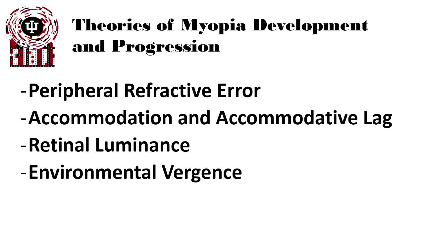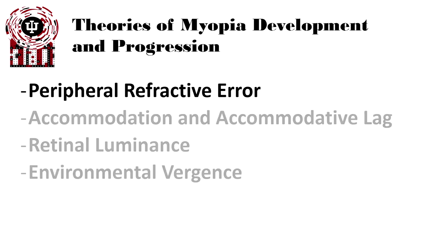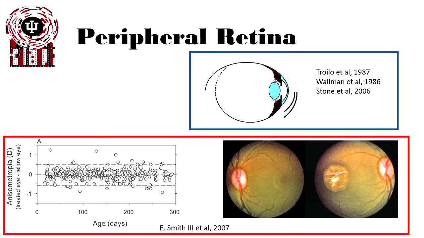There are a number of theories of myopia development and progression that generally go into these four types of categories: peripheral refractive error, accommodation and accommodative lag, retinal luminance, and environmental versions. Let's first start with peripheral refractive error.